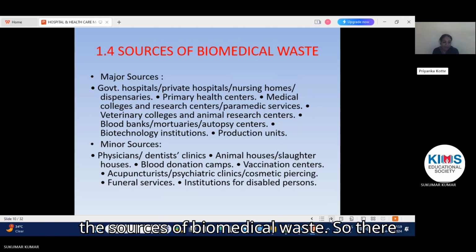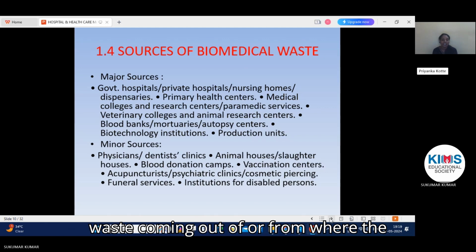Next, we have the sources of biomedical waste. What is the source? From where the waste is coming, or from where the waste is being generated. There are major sources and minor sources. Major sources are the ones which have excessive production of waste. They are government hospitals, private hospitals, nursing homes, dispensaries, primary health care centers. The list is given: medical colleges, research centers, paramedical services, veterinary colleges, animal research centers, blood banks, mortuaries, autopsy centers, biotechnology institutions, and production units. These are considered major sources because they produce a large quantity of waste compared to the minor sources.